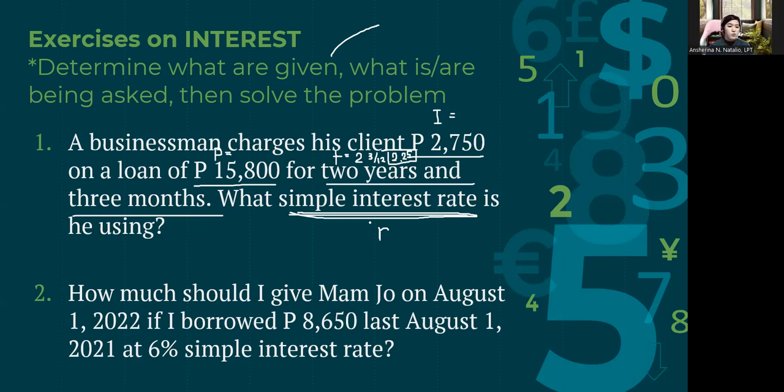Okay? Number 2. How much should I give Ma'am Jo on August 1, 2022 if I borrowed 8,650 last August 1, 2021 at 6% simple interest rate. Ayan, naka-indicate naman dyan kung simple interest. Yung date, medyo, ewan ko kung i-compute pa natin, pero mukhang mabilis lang naman ito. Okay?